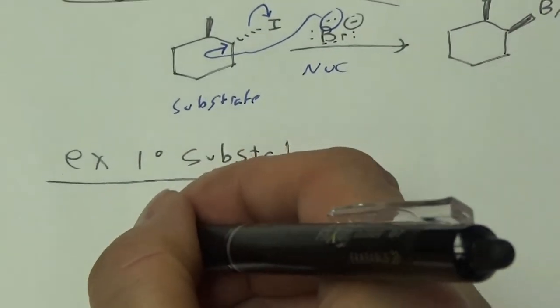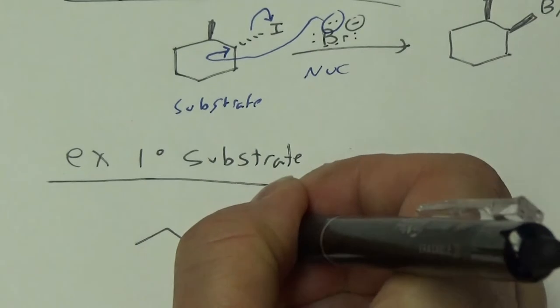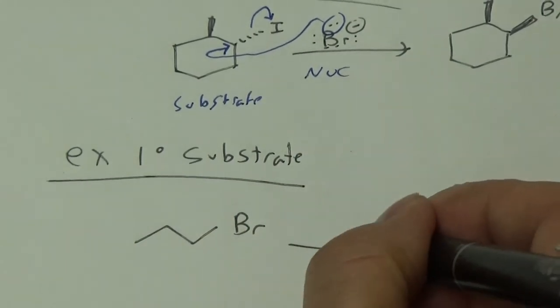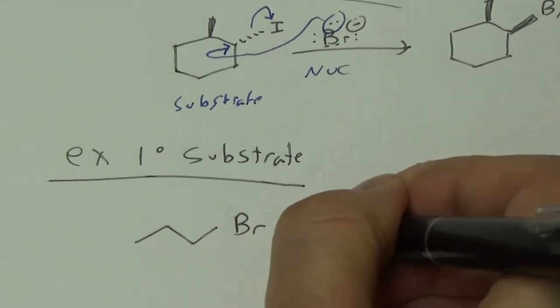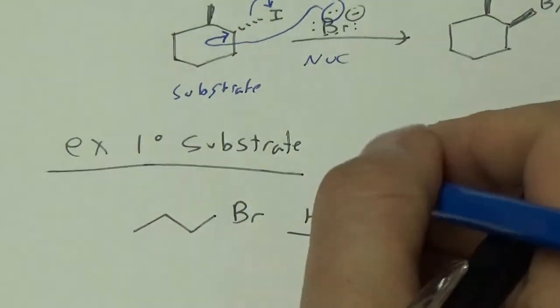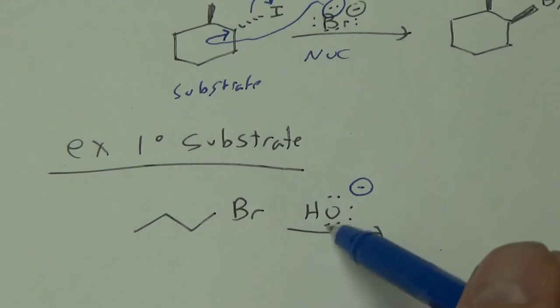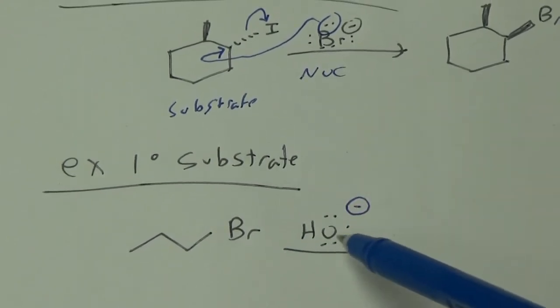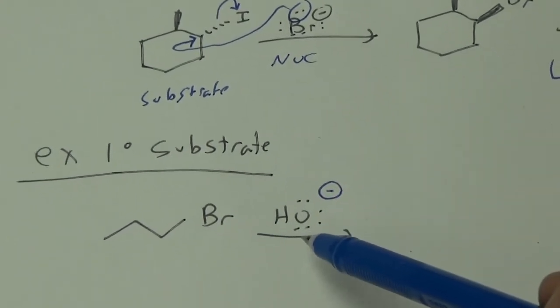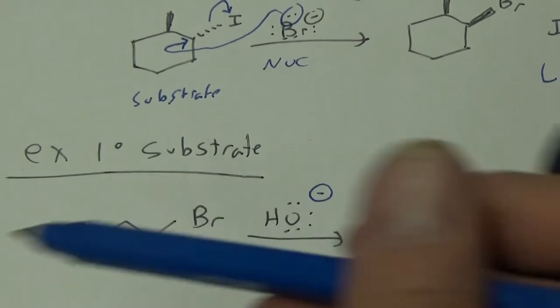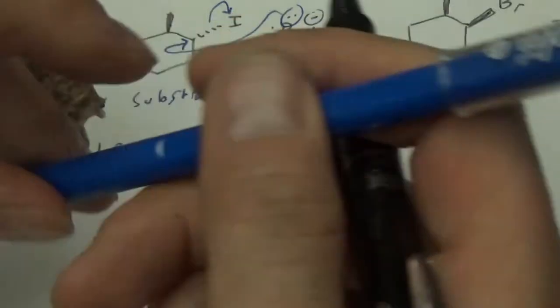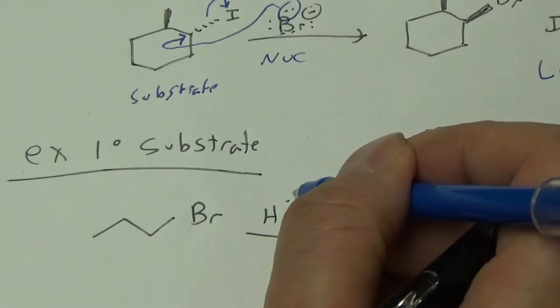So what about a primary substrate? We'll talk about what makes a good nucleophile in a second. Right now, hydroxide is okay, the halogens are okay. There's going to be some other good and bad nucleophiles. Okay. Yeah, so let's draw the mechanism and the product.